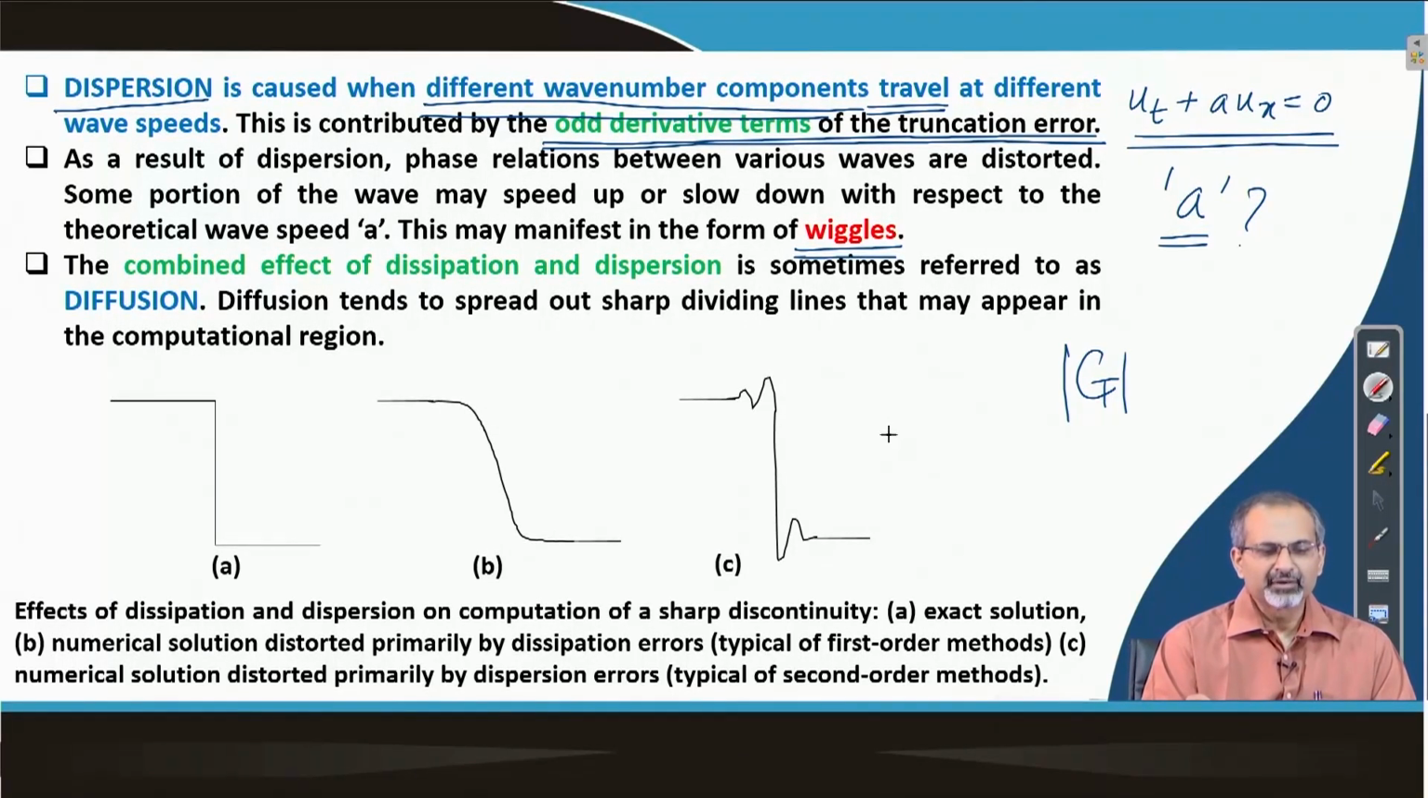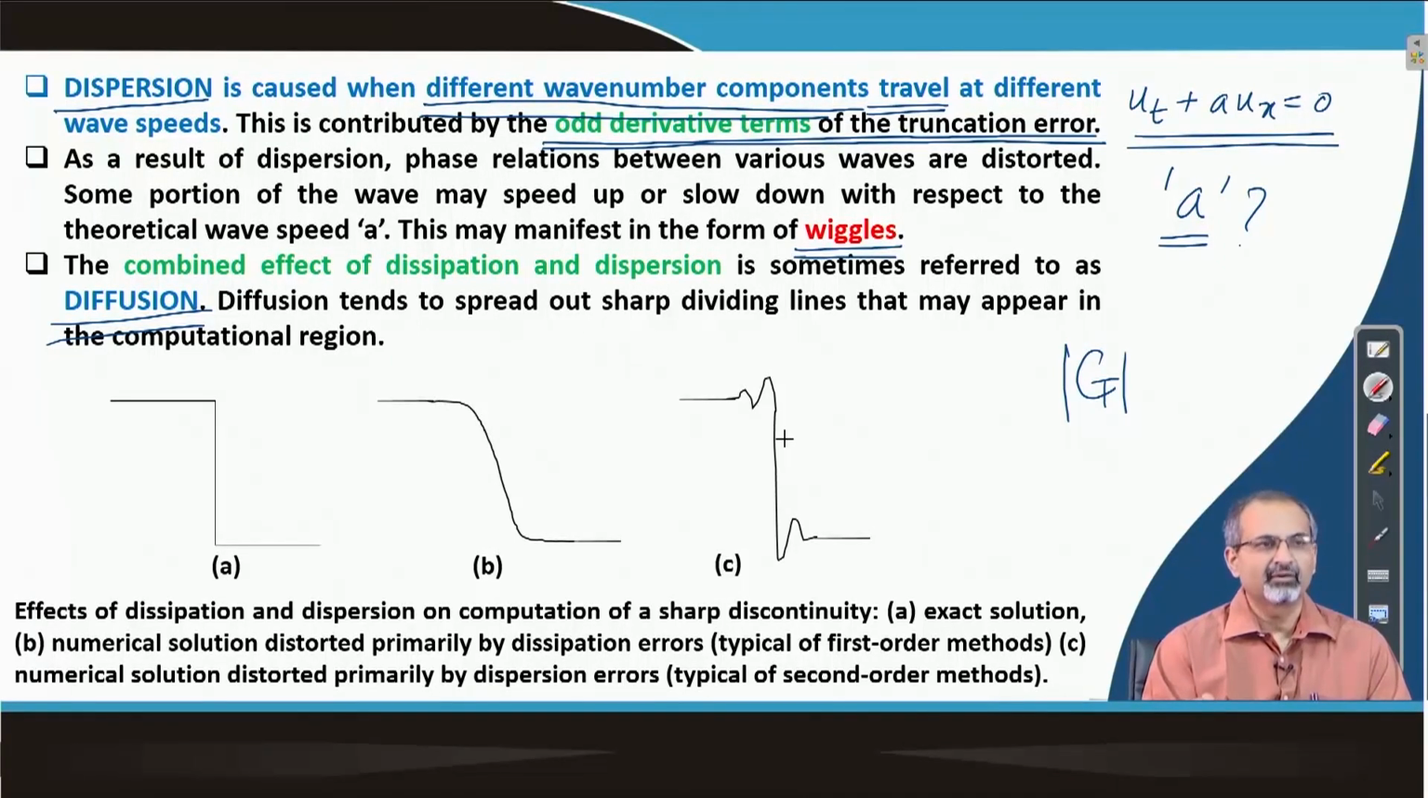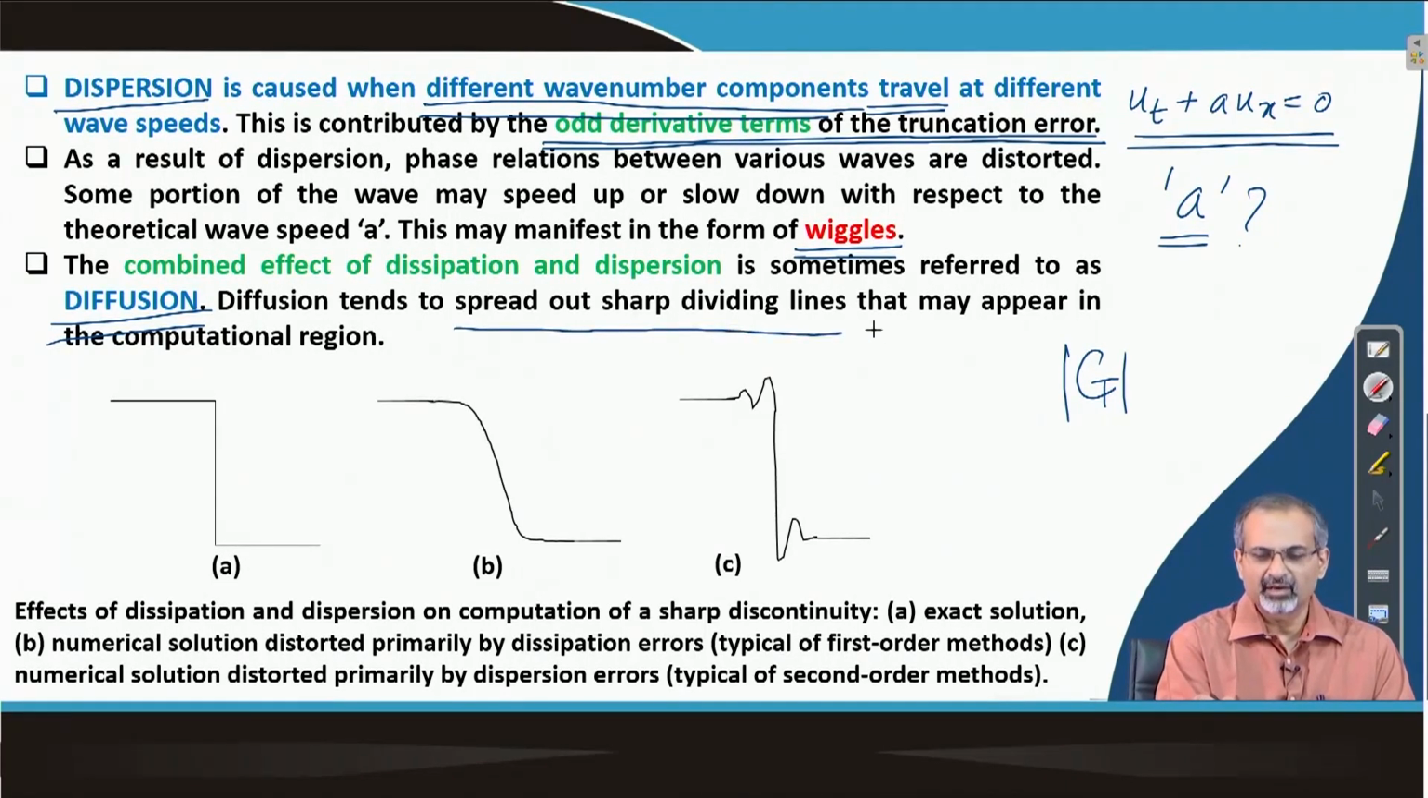Now, if we have a combined effect of both dissipation as well as dispersion working with comparable strength, then we may end up having a diffusive error. That means we are no longer talking about a segregation in terms of dissipation or dispersion, but in general a term diffusion, which spreads out sharp dividing lines in the computational domain if they exist at all.